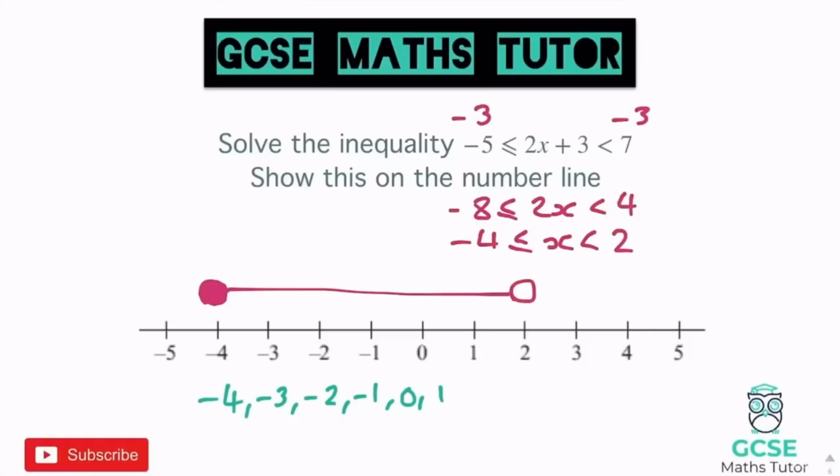Obviously, we can have decimals in between 1 and 2, we could have 1.5, 1.7, you know, any old decimal that you can think of going in there, but we can't actually have 2 itself, so we won't include that in terms of an integer value.